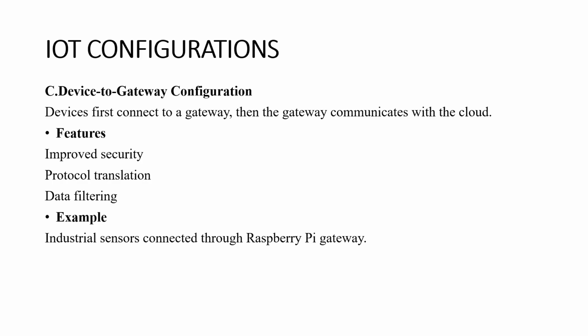Next one, device to gateway configuration. The device is first connected to a gateway, then the gateway communicates with the cloud. Some of the features are improved security, protocol translation, data filtering. One example is industrial sensors connected through a Raspberry Pi gateway.